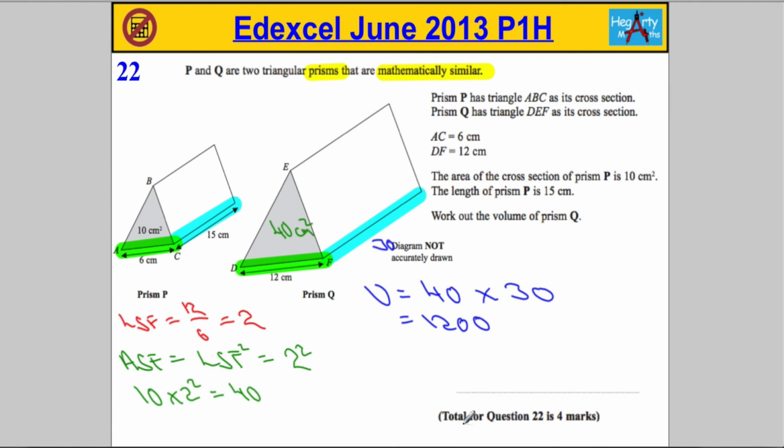And be incredibly careful. We're asked for a volume. I notice here the examiner hasn't given me cm cubed, so I'm required for a mark to put down cm cubed. Even if you can't do any of the calculations, if you get cm cubed down there, you'll get 1 mark.